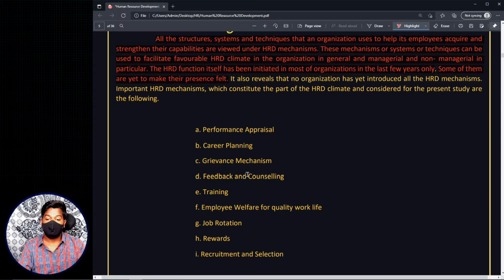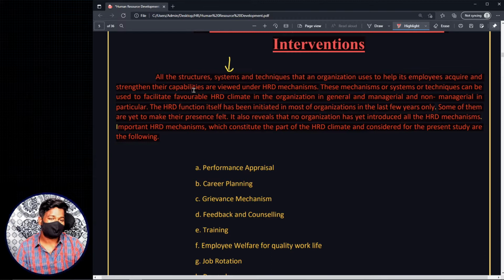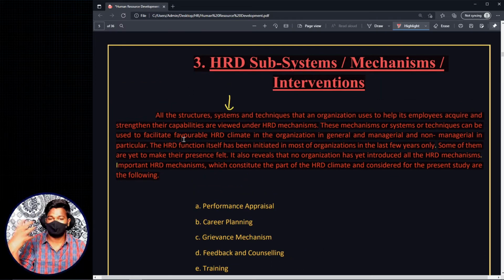Now, it also reveals that no organization has yet introduced all the HRD mechanisms. Important HRD mechanisms which constitute the part of HRD climate and considered for the present study are the following. So, this entire theory is nothing but this: HRD mechanisms means this, and organizations use HRD mechanisms to facilitate the development of the human resource as well as the organization in the entire organization.